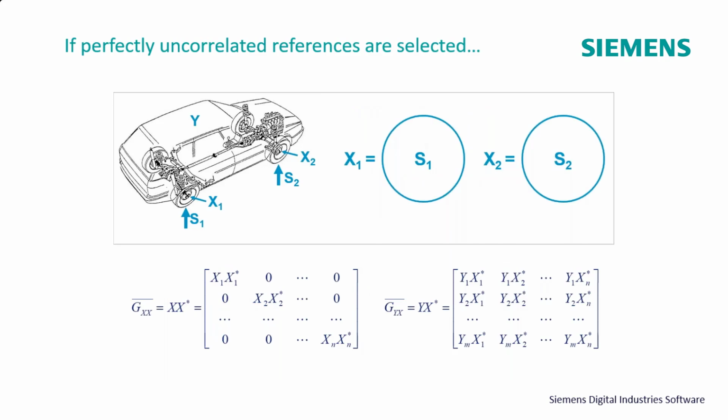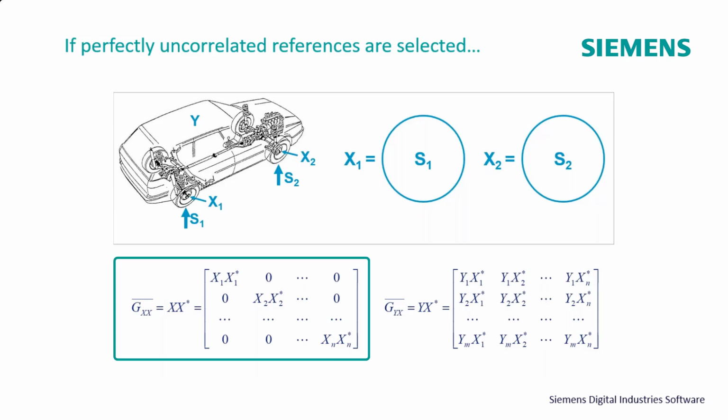If our sources, S1 and S2, were perfectly uncorrelated, if we were to look at the lower left matrix, that is the reference auto-power matrix. And when we look at the reference auto-power matrix, we only have values on the diagonal. So technically, the auto-power at 1, the auto-power at 2, and the auto-power at 3 have values, but all of the other ones would be 0. So if I have a cross power at 1 with respect to reference 2, or the cross power at 1 with respect to reference 3, those ones would be 0 because of the off-diagonal terms.